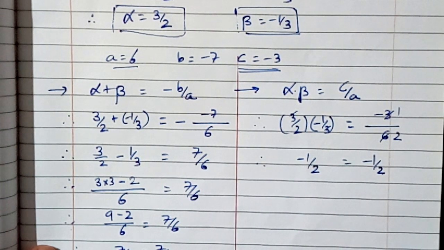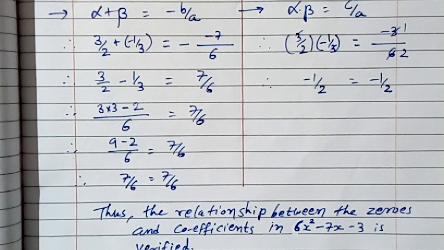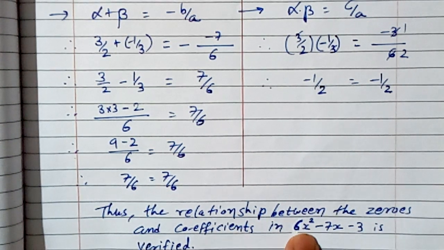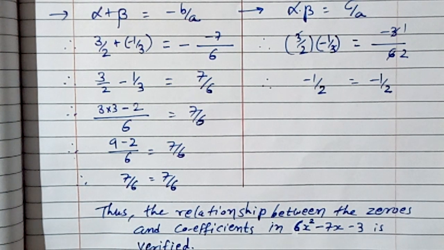Hence we have verified the relationship between coefficient and zeros. Thus the relationship between the zeros and coefficient in the given polynomial is verified.